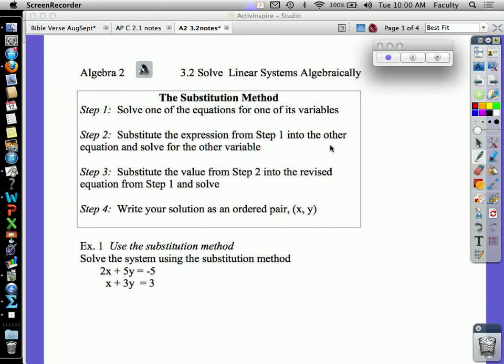Okay, find your 3.2 notes, please. This is a review from Algebra 1.